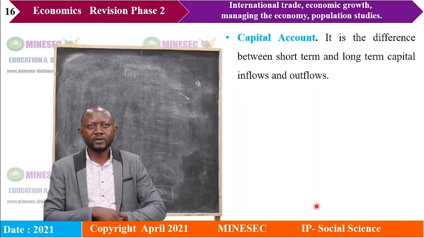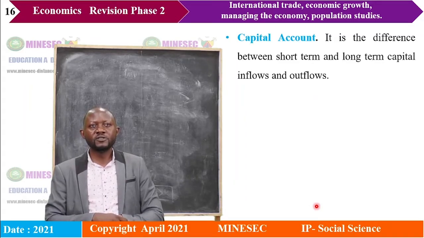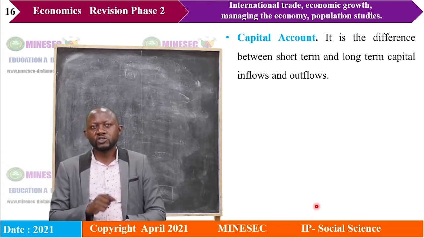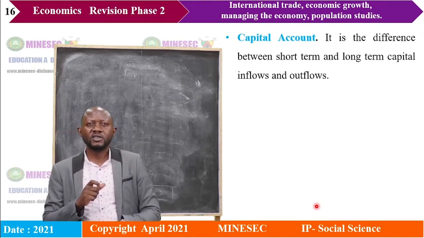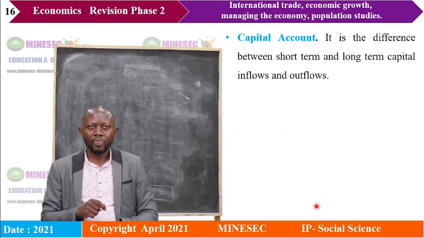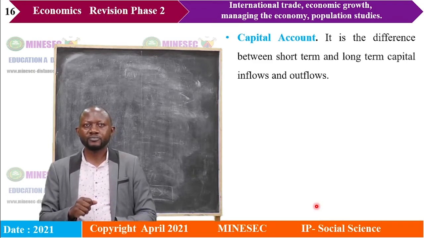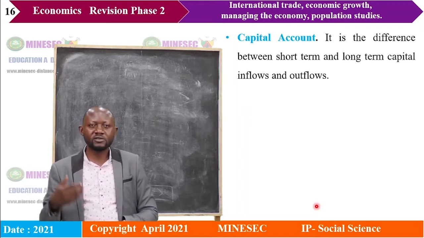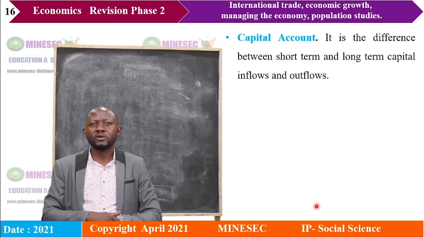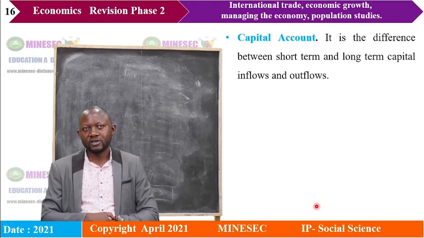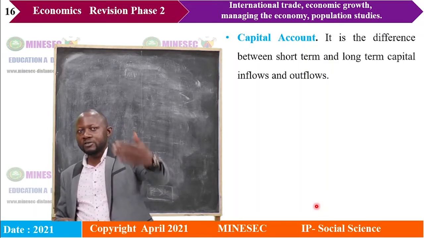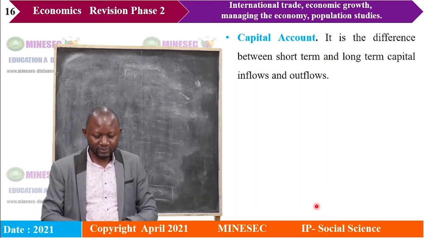Let's go to another account, the capital account, which is the difference between short-term and long-term capital inflows and outflows. Now, short-term capital movement will involve the movement of liquid assets between countries, like bank deposits. At times we describe that as hot money. While long-term capital movement will involve long-term lending and borrowing between countries, investment abroad or foreigners investing at home, that will be inflow, or portfolio investment such as investing in shares. All that represents a long-term capital movement. We take inflows of capital minus outflows, and it gives us the balance on the capital account.